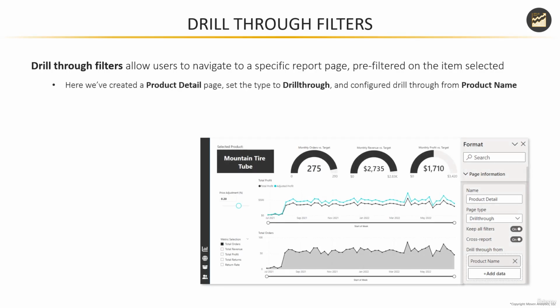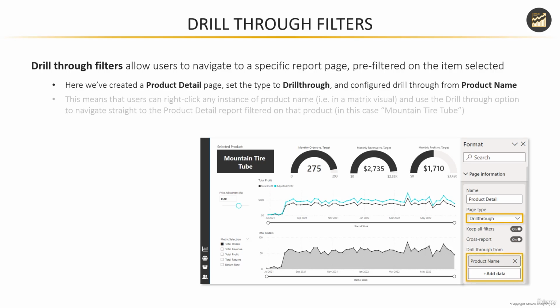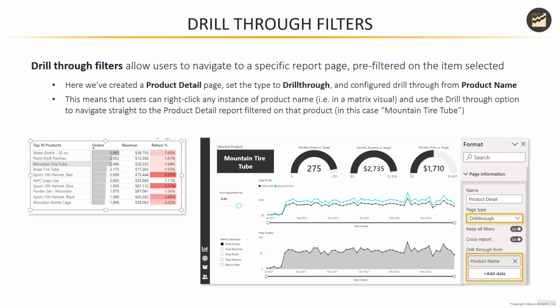Now, that's a little bit tricky to wrap your head around at first, so let's take a stab at visualizing this. Here, just like in our project, we've created a product detail page, and what we can do is set the page type to drill through and configure drill through from product name. What that means is that now users can right-click any instance of product name on any report tab, whether that's in a chart or a matrix visual like this one shown here, and use the drill through option to navigate straight to the product detail report filtered on that particular product, in this case the mountain tire tube.